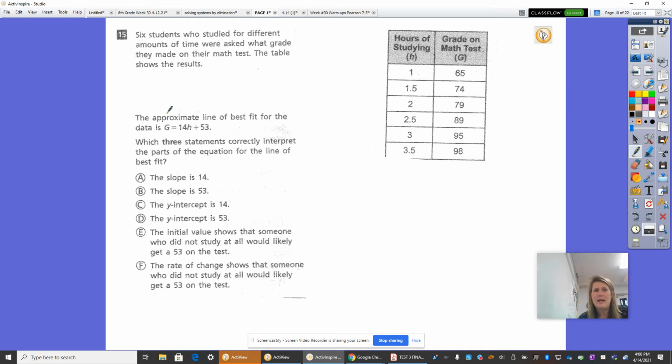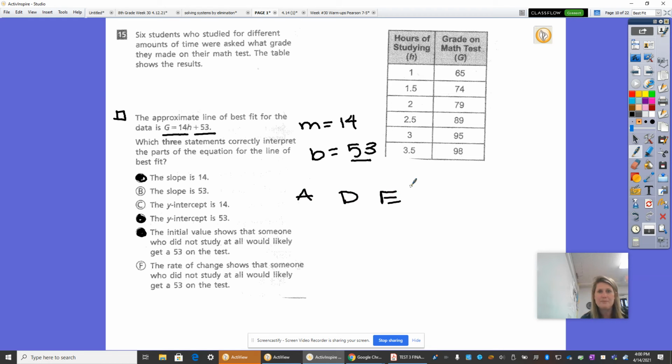So here's the data, and now we got to read this. It says the approximate line of best fit is 14H plus 53. Because the 14, our M is 14, our B is 53. So that means the slope is 14, the y-intercept is 53, and the initial value for someone who didn't study, that's our B, is 53. So the correct answers there are A, D, and E.